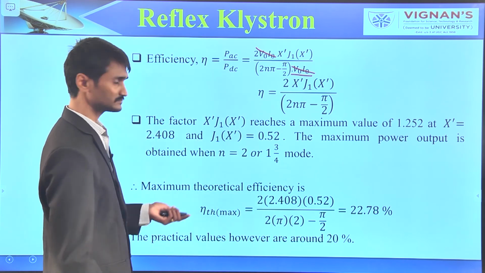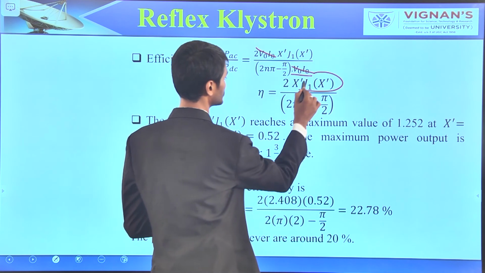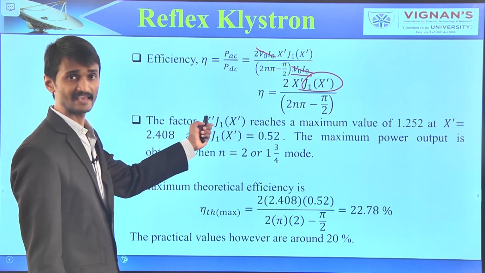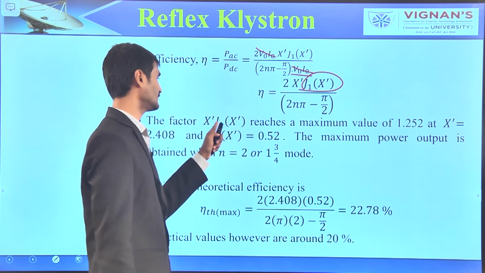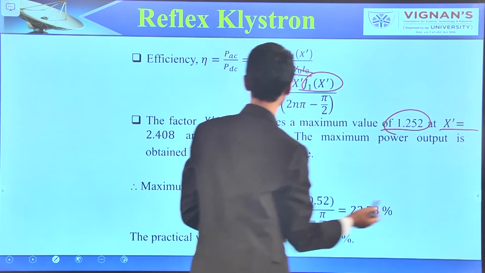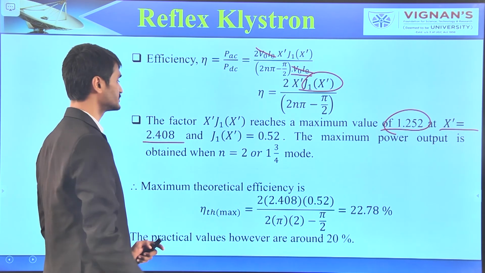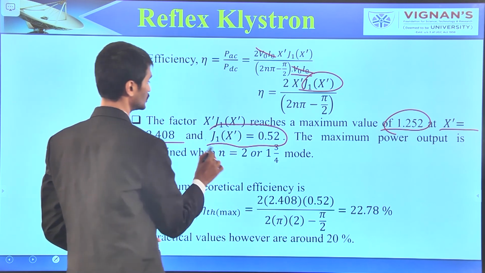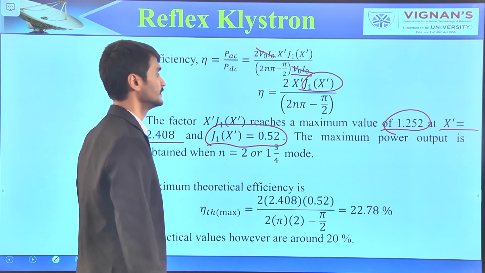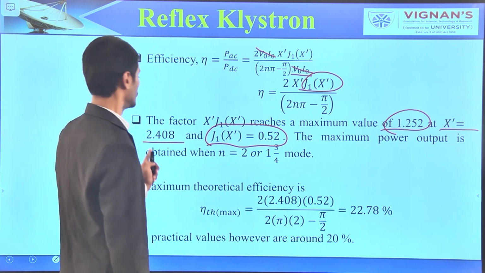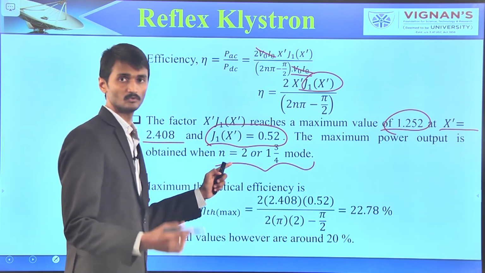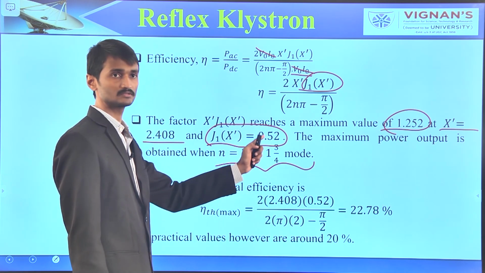Here we use Bessel's function. The maximum value of the factor x prime J1 x prime is 1.252, reached at x prime equals 2.408, where J1 x prime is 0.52. If you multiply these two values, you get 1.252. The maximum power output is obtained when n equals 2, or the 1 3/4 mode.